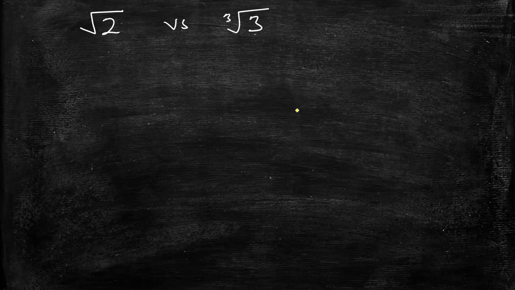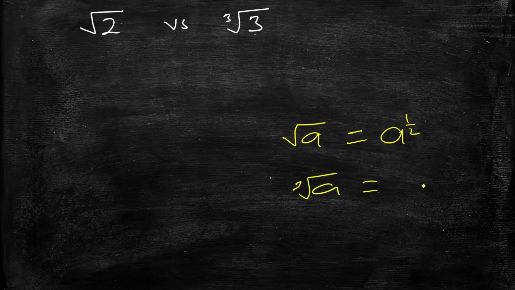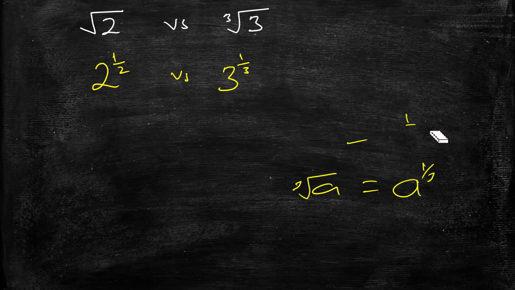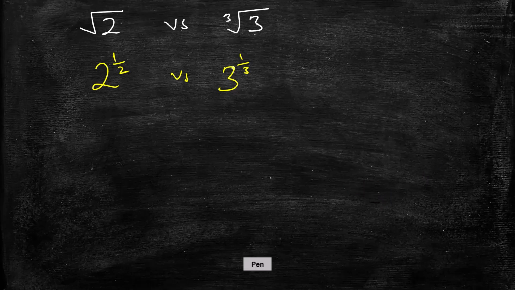Now in case we are given square root of a, it is the same as a to the power half. So cube root of a is the same as a to the power 1/3. So this one can be written as 2 to the power half. Then the right hand side can also be written as 3 to the power 1/3. Now let's focus on the exponents here. We have 1/2, then 1/3.